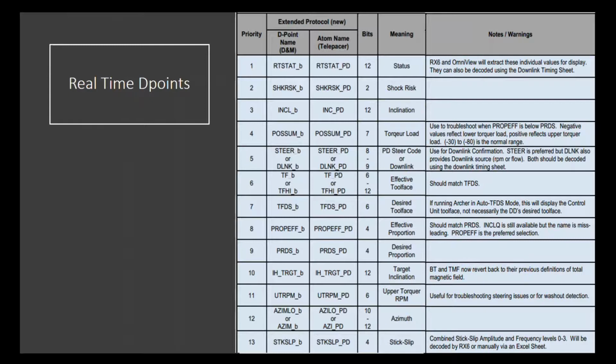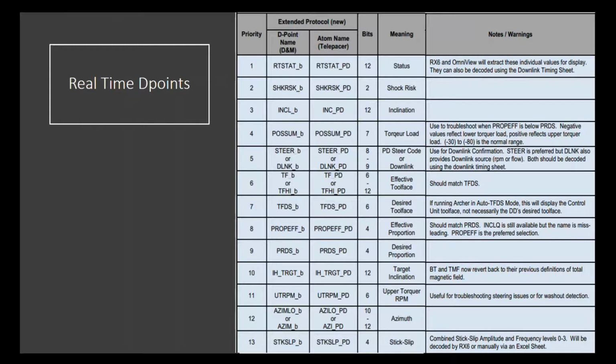So column number 2 is for Schlumberger tools. So if you're running a Maxwell or Slimpulse setup, this is what your tool face display will say. And the next column is for Telepacer. So if you're running Xdirect and that's your tool face setup, that's what the name of these Dpoints will be. So it's good to note that the Dpoints are the exact same name. The only difference is the D&M is _B and the Telepacer is _PD for power drive.